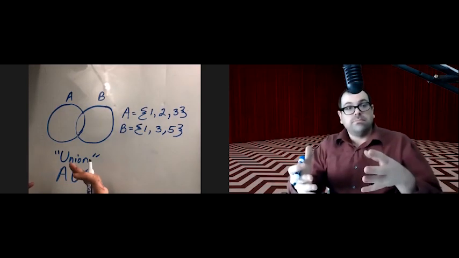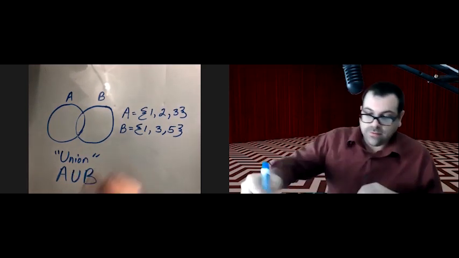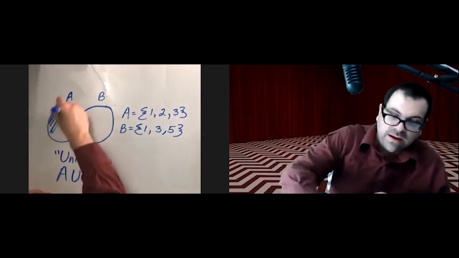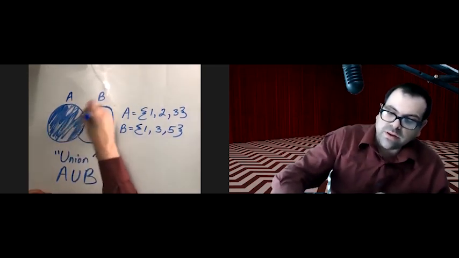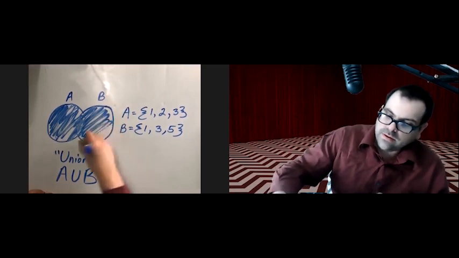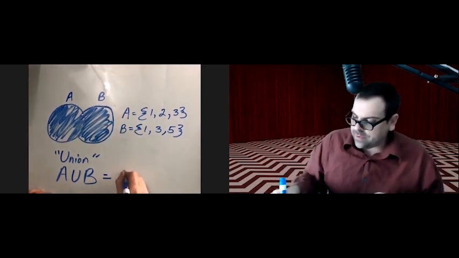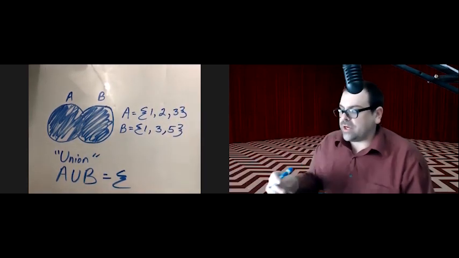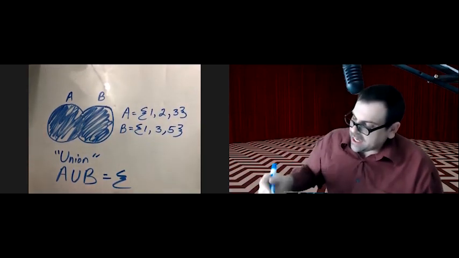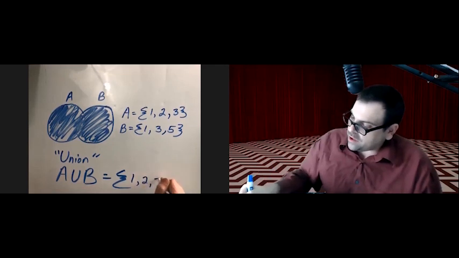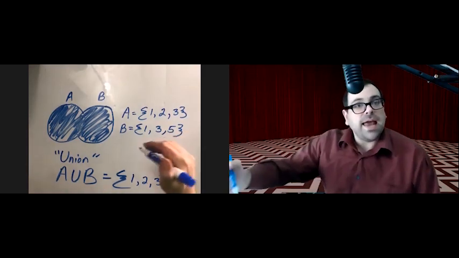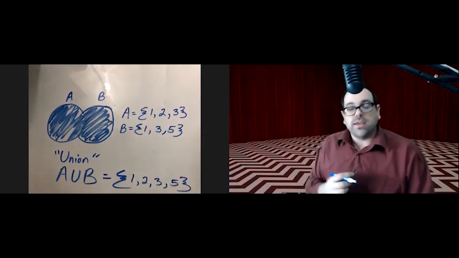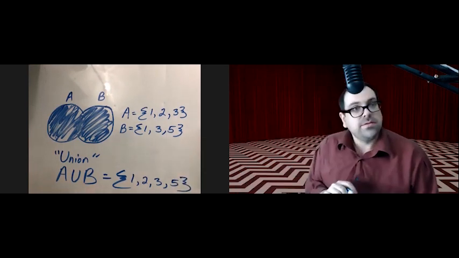Union just means join together. So the union of A and B would be all of A mixed with all of B. So here, if A is 1, 2, 3 and B is 1, 3, 5, A union B is going to be the set 1, 2, 3, 5. Every element from A and every element from B makes it into the final union set.